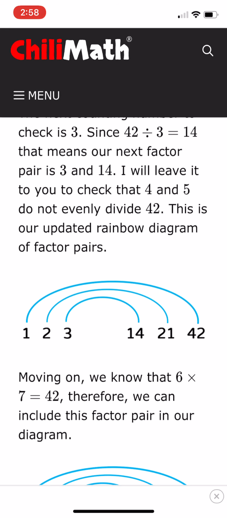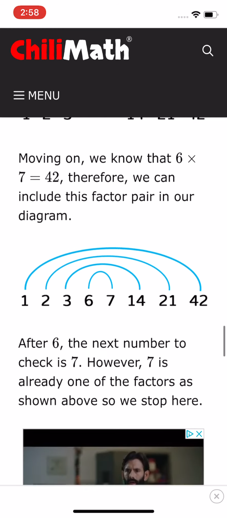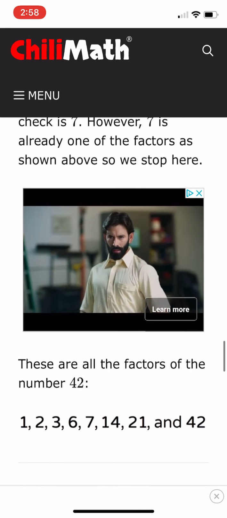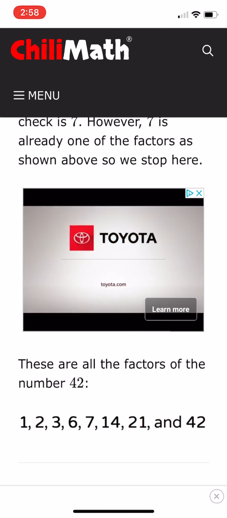Moving on, we know that 6 times 7 equals 42, therefore you can include this factor pair in your diagram. After 6, the next number to check is 7. However, 7 is already one of the factors, as shown above, so we stop here. These are all the factors of the number 42: 1, 2, 3, 6, 7, 14, 21, and 42.